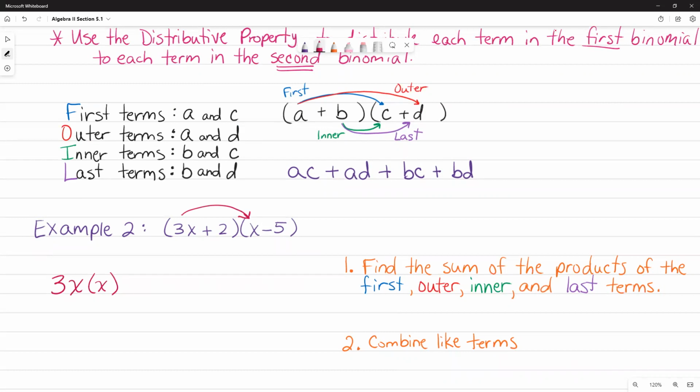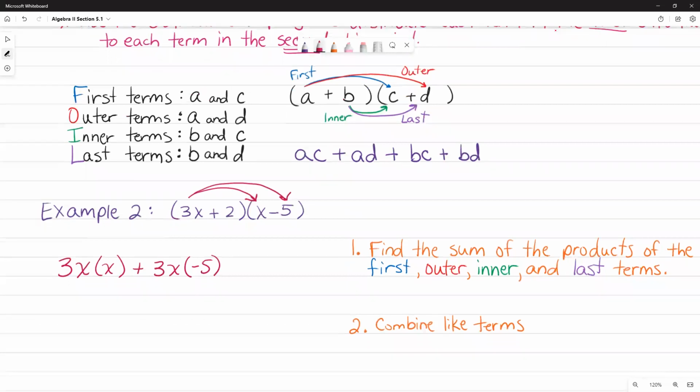All right. Gabe, what are my outer terms? What's my first term? 3x times -5. We're just writing our outer terms, right? That would be our first and our last. So that's the 3x times -5.